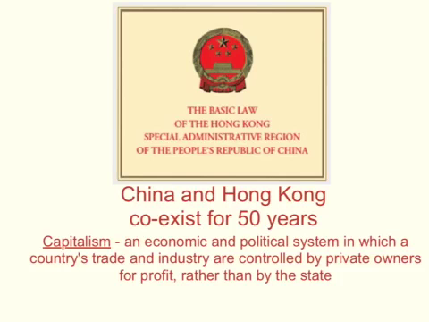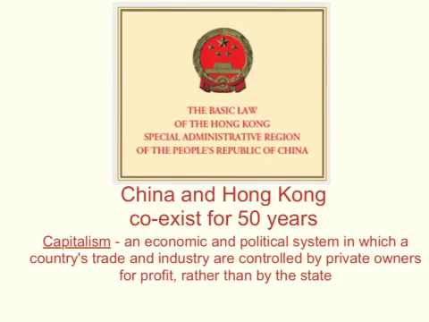Okay, back to one country, two systems. Hong Kong actually has their own constitution, and it is called the Basic Law. And what it does is it states that Hong Kong and China will coexist for 50 years after the power was handed over in July of 1997. So this means that Hong Kong is under Chinese rule, but there are actually many differences between the two countries. Hong Kong and China operate under two different political and economic systems.